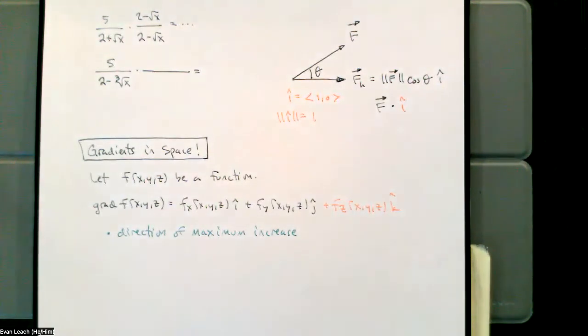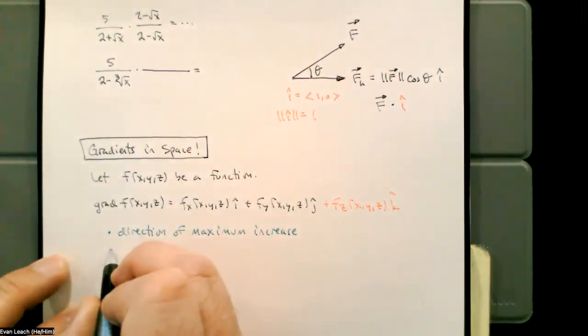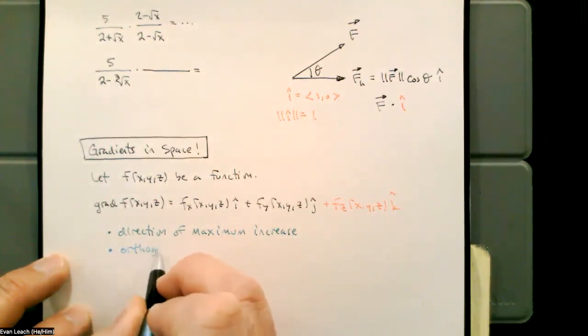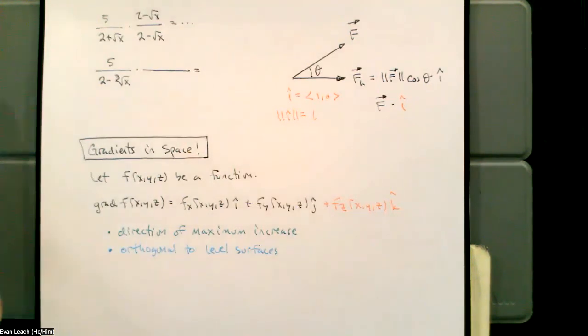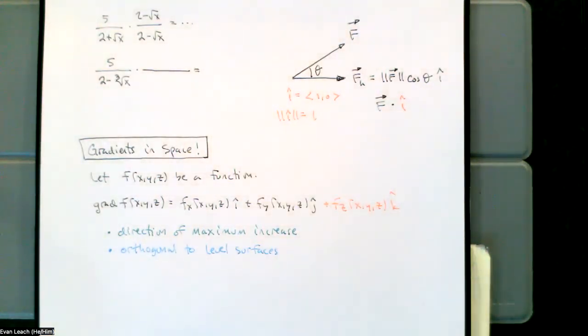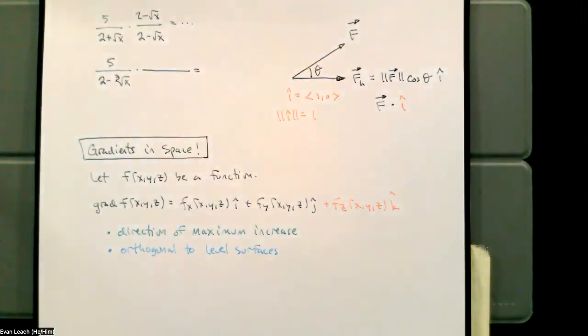So our direction of maximum increase was perpendicular to a contour. The same thing is going to happen with a gradient of a function of 3 variables, but we're no longer dealing with level curves. Now we have level surfaces. Everything goes up by 1. So our gradient is going to be orthogonal to level surfaces. Just a straight upgrade from our gradients in the plane. Mechanically, we should expect some things to be very similar. Any questions?